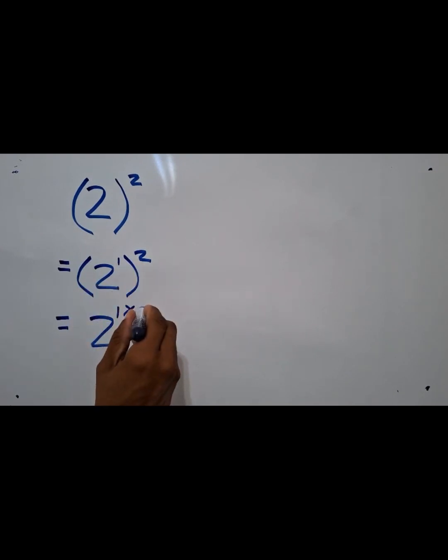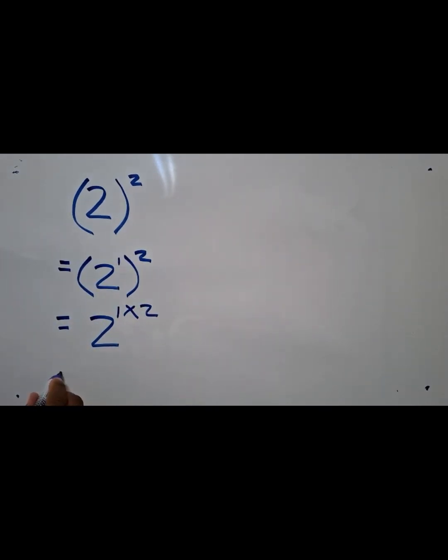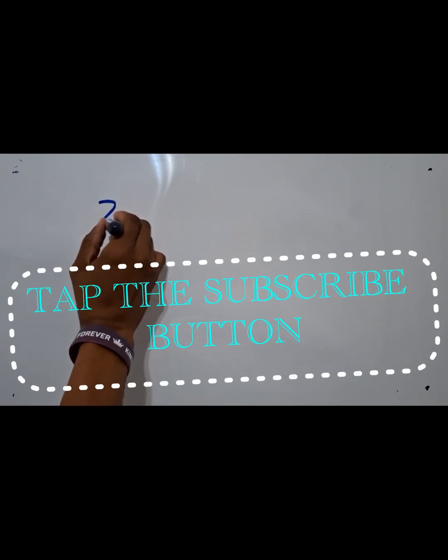So when we have 2 in bracket raised to a power, and that's raised to a power outside, we just multiply the powers. We just multiply the powers. So 1 times 2 is 2.